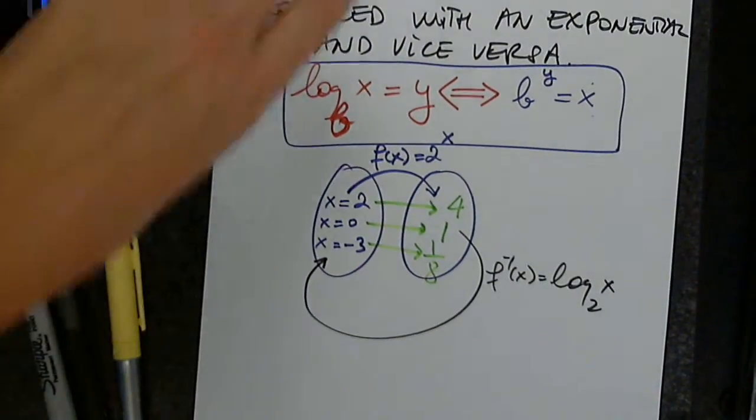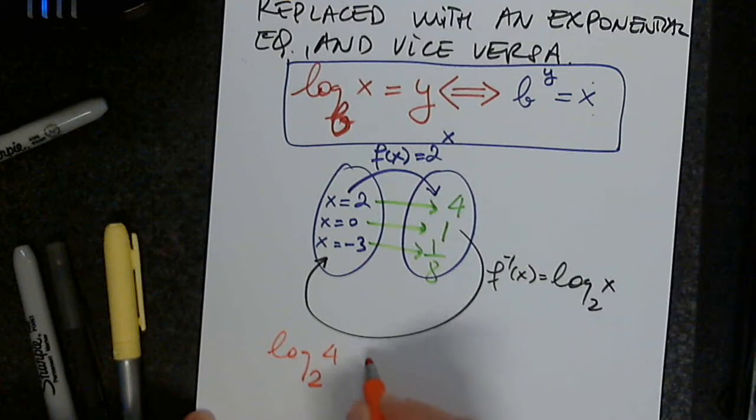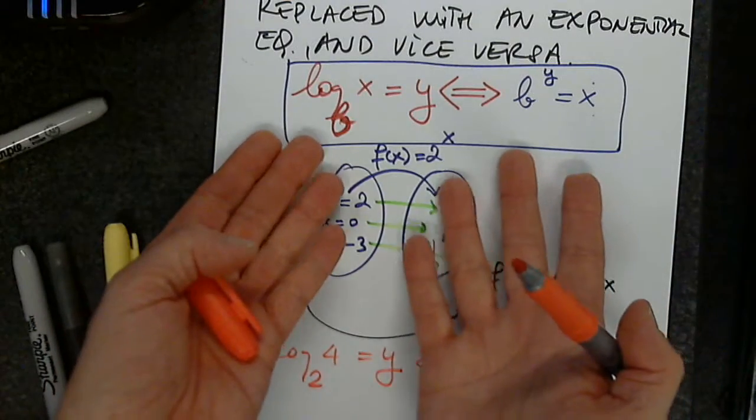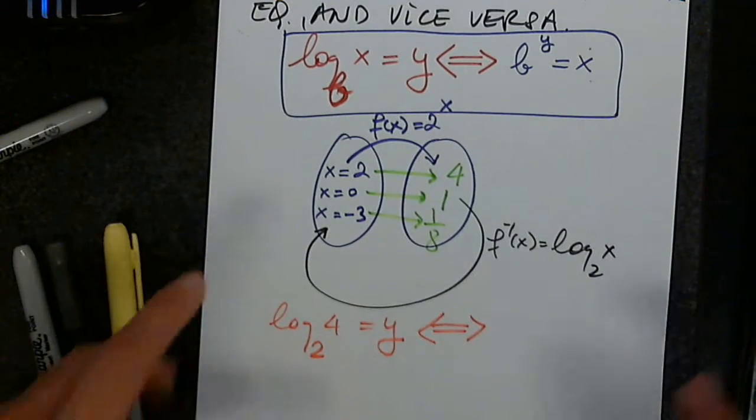Good. So let's do that step by step. So log base 2 of 4 is a number y. And this is equivalent to, according to the most important concept in this chapter, tell me what to write.